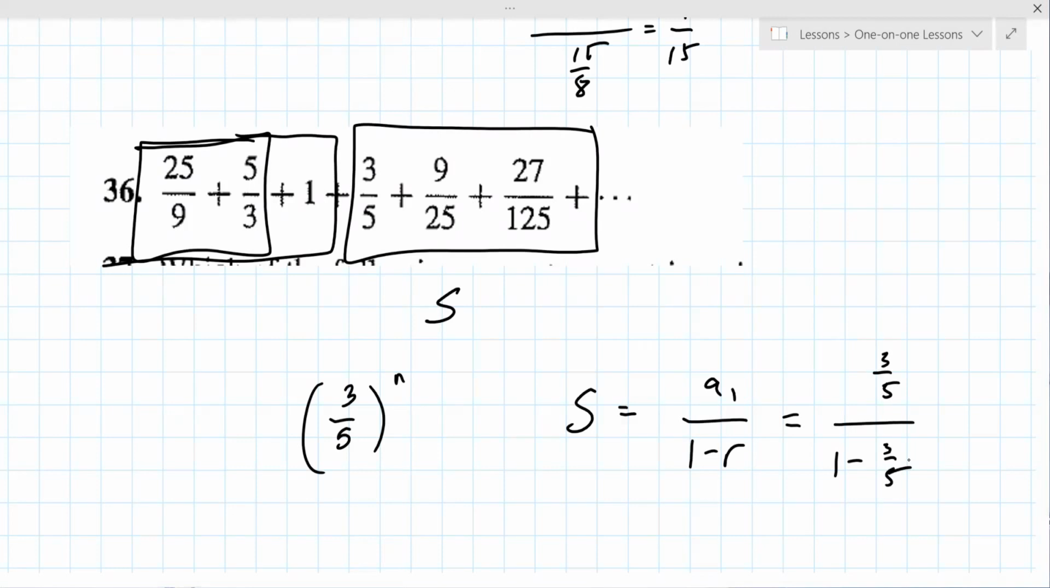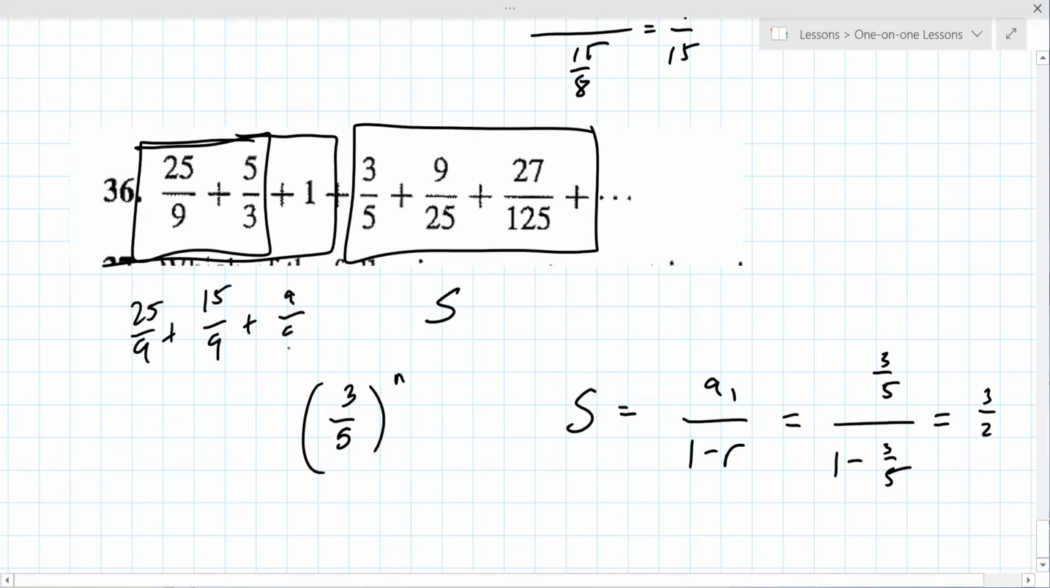Three over 2. 2/5, yeah, 3/2, and then you just add the rest of this. Okay, so 25 over 9 is 5/3. So you have to make a common denominator between all those. So let's use nines. So it's 25 over 9, and then 15 over 9 plus 9 over 9.